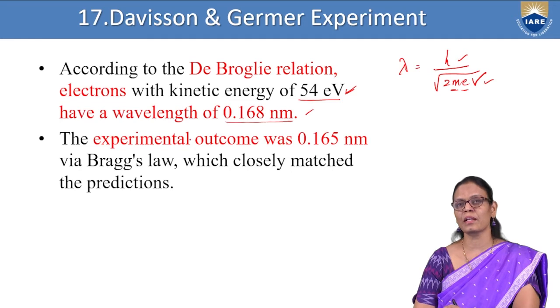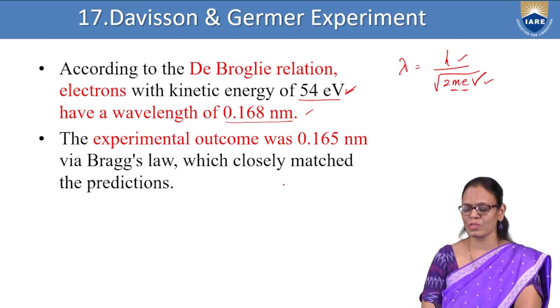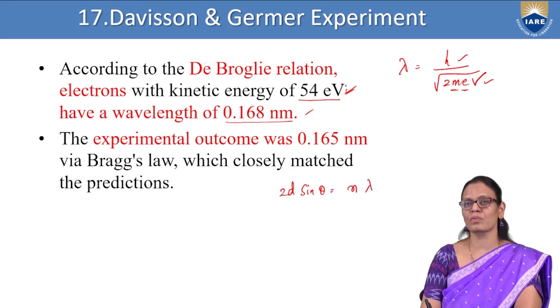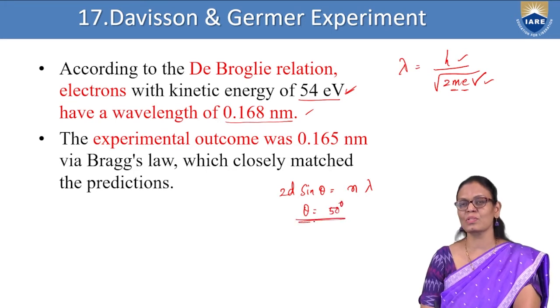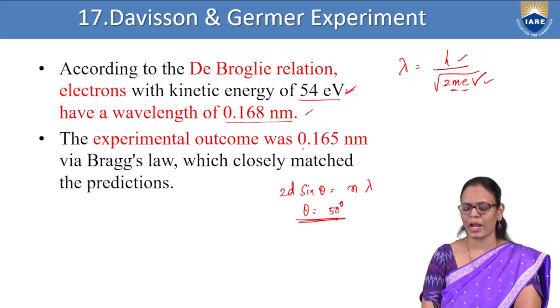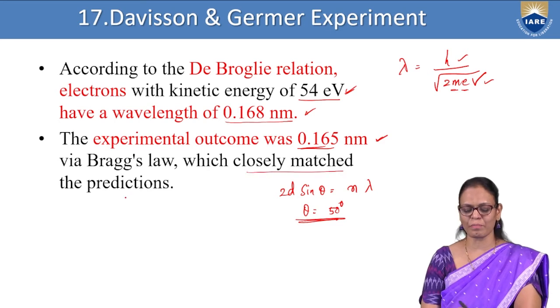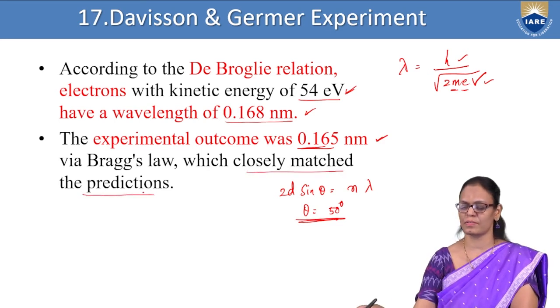And for the experimental outcome, he used Bragg's law, 2d sin theta equal to n lambda. At 54 volts, the angle is 50 degrees. So he used this and calculated it, and it is 0.165 nanometer. So they are approximately equal. That is how they closely matched with the predictions.